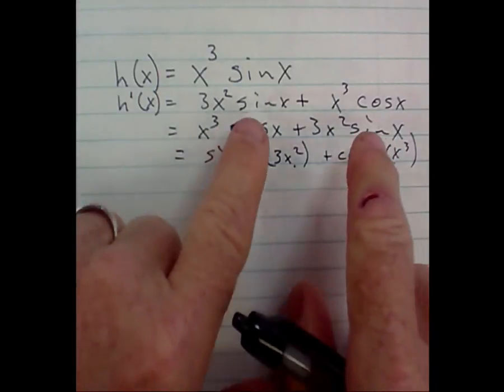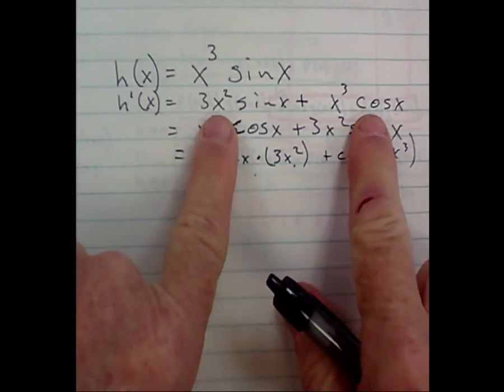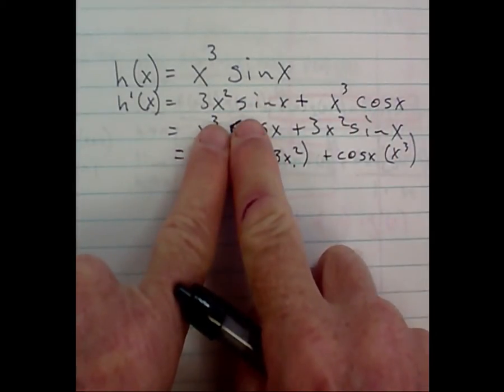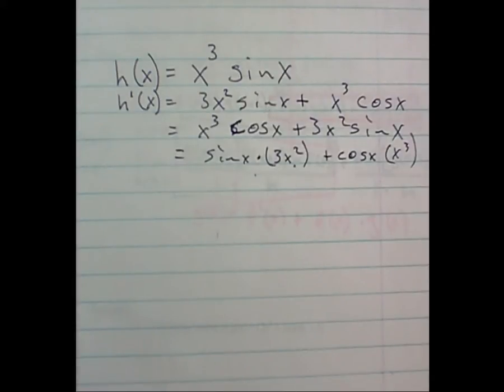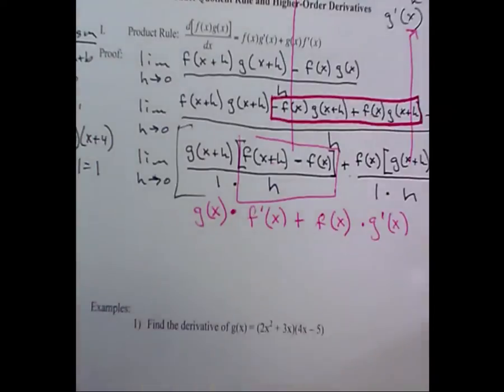But you got to see that you got to have one derivative on one side of the plus sign and the other derivative on the other side. Does that make sense? Okay. I'm going to move on to the quotient rule.